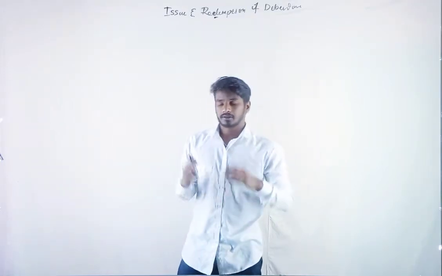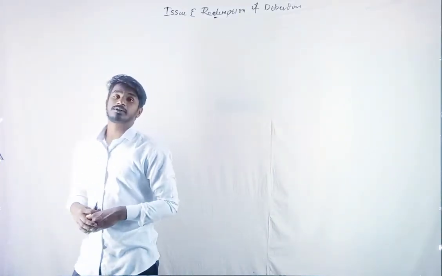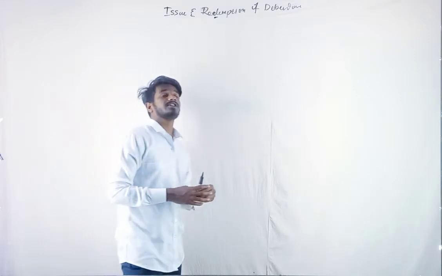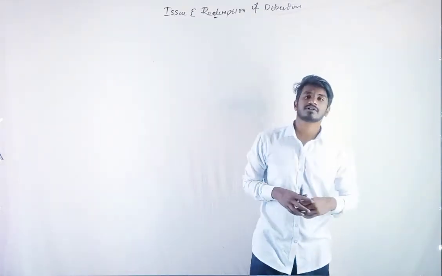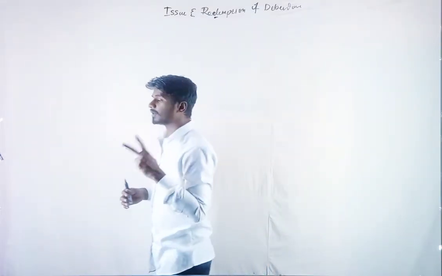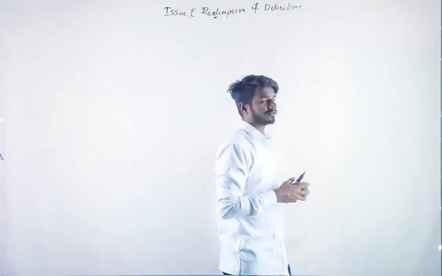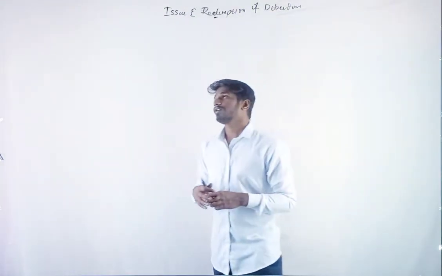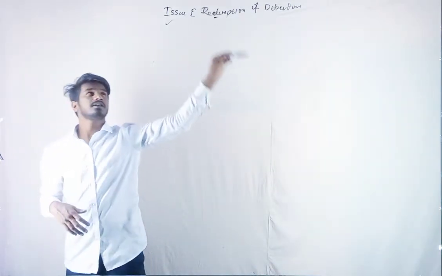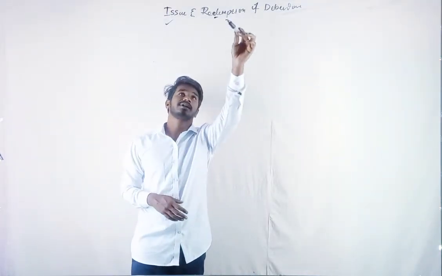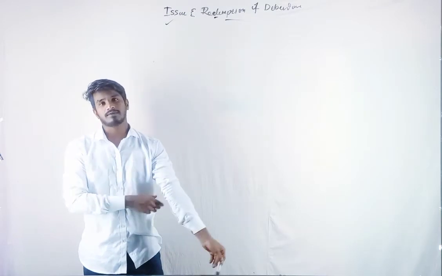Welcome back everyone. Today we are going to start with a new chapter. The chapter name is Issue and Redemption of Debentures. In this chapter we have two parts, issue of debenture and redemption of debenture. We are going to discuss the issue of debenture first. Later on we will discuss redemption of debentures.